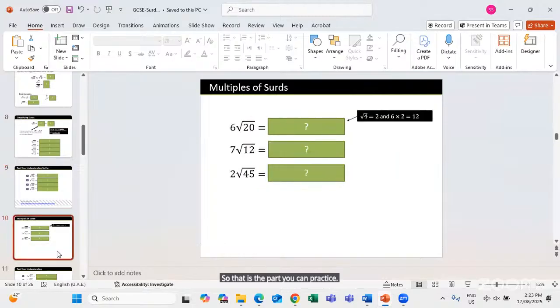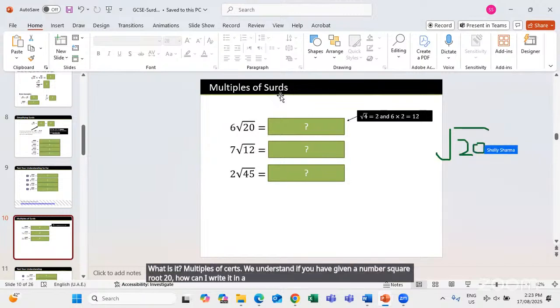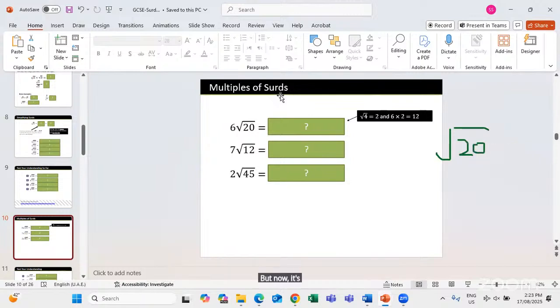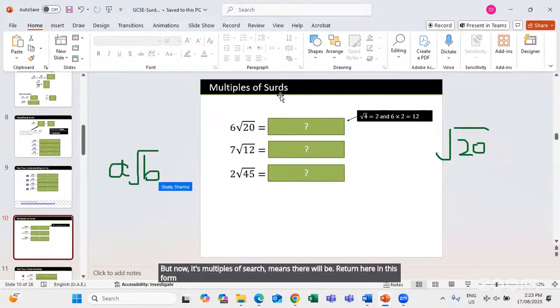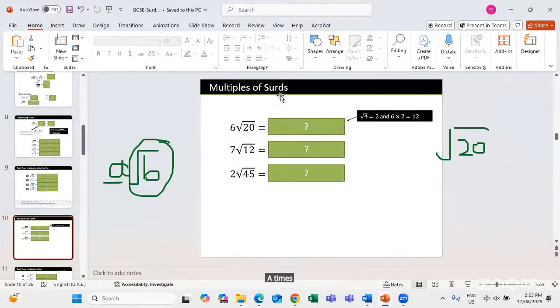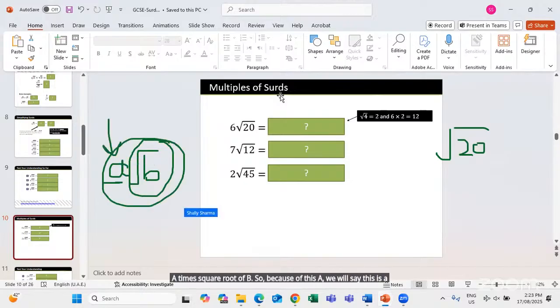Now let's take another category here. What is it? Multiples of surds. We understand if you are given a number like square root 20, how can I write it in a simplified form? But now it's multiples of surds, which means it will be written in this form: a times square root of b. Because of this a, we say this is a multiple of square root b. 2 square root b, 3 square root b, 5 square root b, anything.